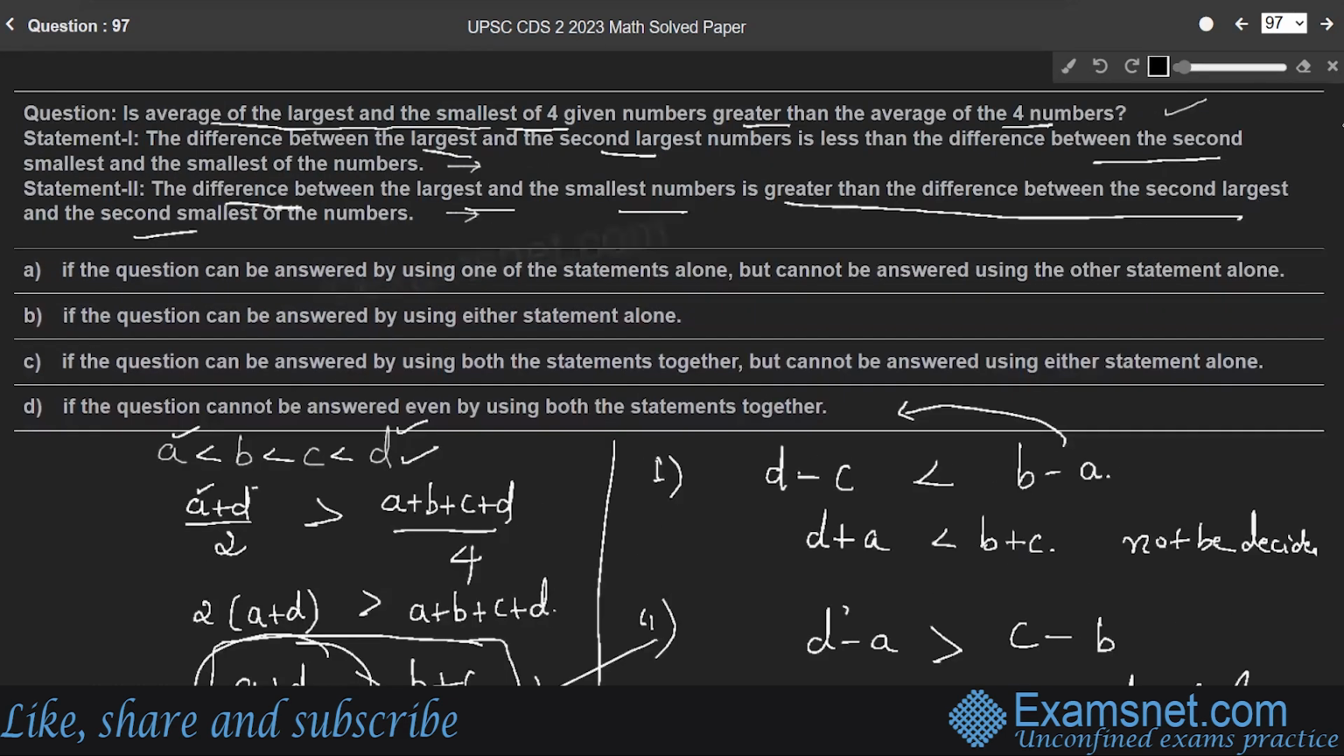Therefore, the given factor cannot be proved using both the given statements. Hence, the question cannot be answered using both the statements together. So option D is the answer, right?